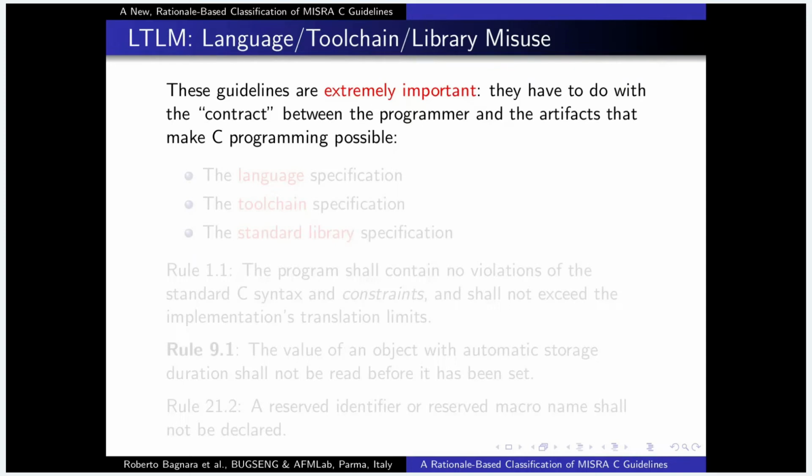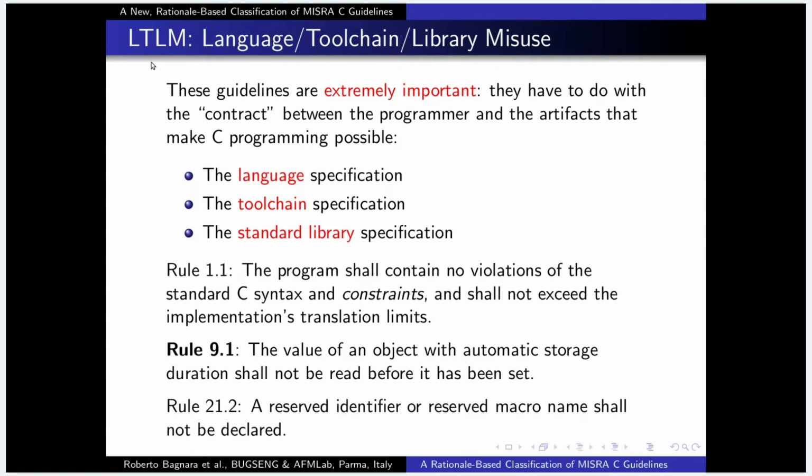These guidelines are extremely important because we can program in C reliably only if we play by the rules. So we have to comply with the language specification, the C standard we have chosen, the toolchain specification, and the standard library specification. If we go outside the rules, then there is no guarantee a priori. We may find our own guarantees, maybe, but this will be expensive. We will have to find that indeed there is no problem. For example, rules belonging to this LTLM class are Rule 1.1, saying that the program shall contain no violation of the standard C syntax and constraints, and shall not exceed the implementation translation limits.